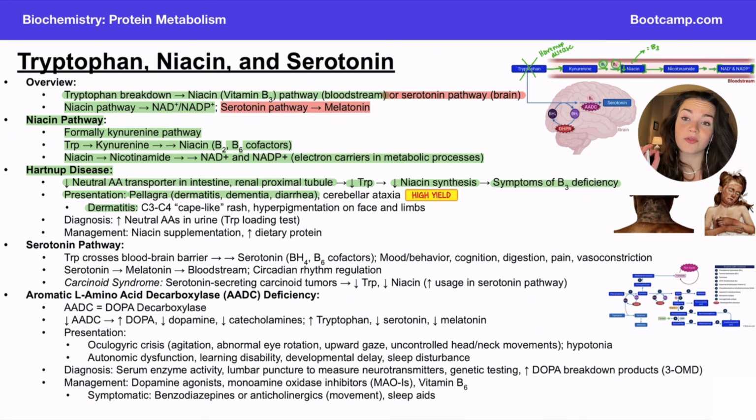A big must-know finding is the C3 and C4 cape-like rash. So what I mean by C3, C4 is a rash along the C3 and C4 dermatomes. If you don't know what a dermatome is, I encourage you to look up a dermatome map. But a dermatome is an area of skin innervated by a single nerve root. So the distribution of the C3 and C4 dermatome is kind of like a collar or a cape that comes around the back of your neck to the front here. And that is where you would see the rash. And that specific distribution is very common. And you'll also see hyperpigmentation on the face and the limbs as well in a niacin deficiency.